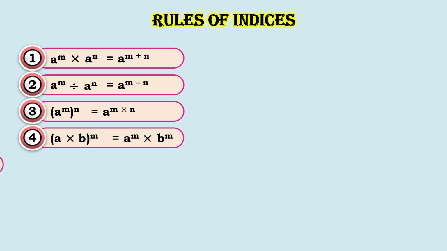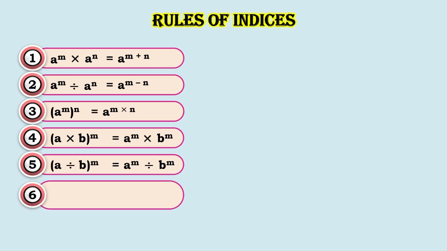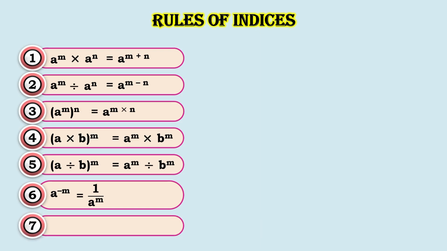Rule number 5. a divided by b to the power m equals a to the power m divided by b to the power m. Rule number 6. A to the power minus m is equal to 1 by a to the power m. Rule number 7. A to the power 0 is always equal to 1. So whatever the base, if the power is 0, that will always give you 1.